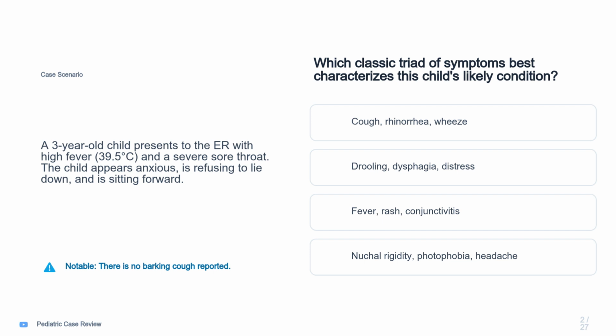Option A, cough, rhinorrhea, wheeze. Option B, drooling, dysphagia, distress. Option C, fever, rash, conjunctivitis. Option D, nuchal rigidity, photophobia, headache. Take a moment to consider the clinical features before we reveal the answer.